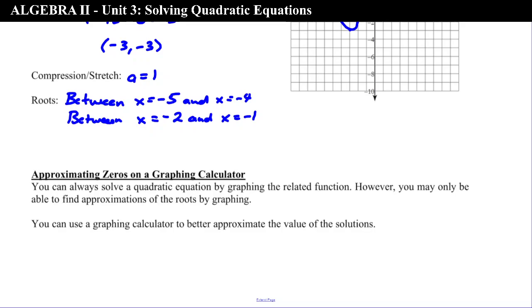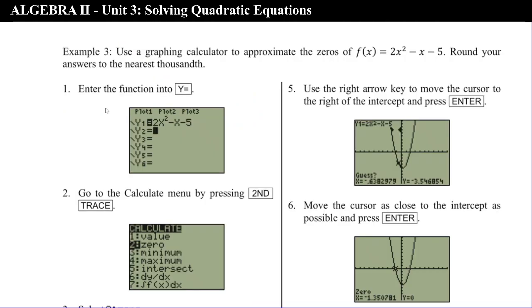So in this next example, I'm providing you some instructions on how to graph a function in a graphing calculator, more specifically a TI-84 plus graphing calculator.